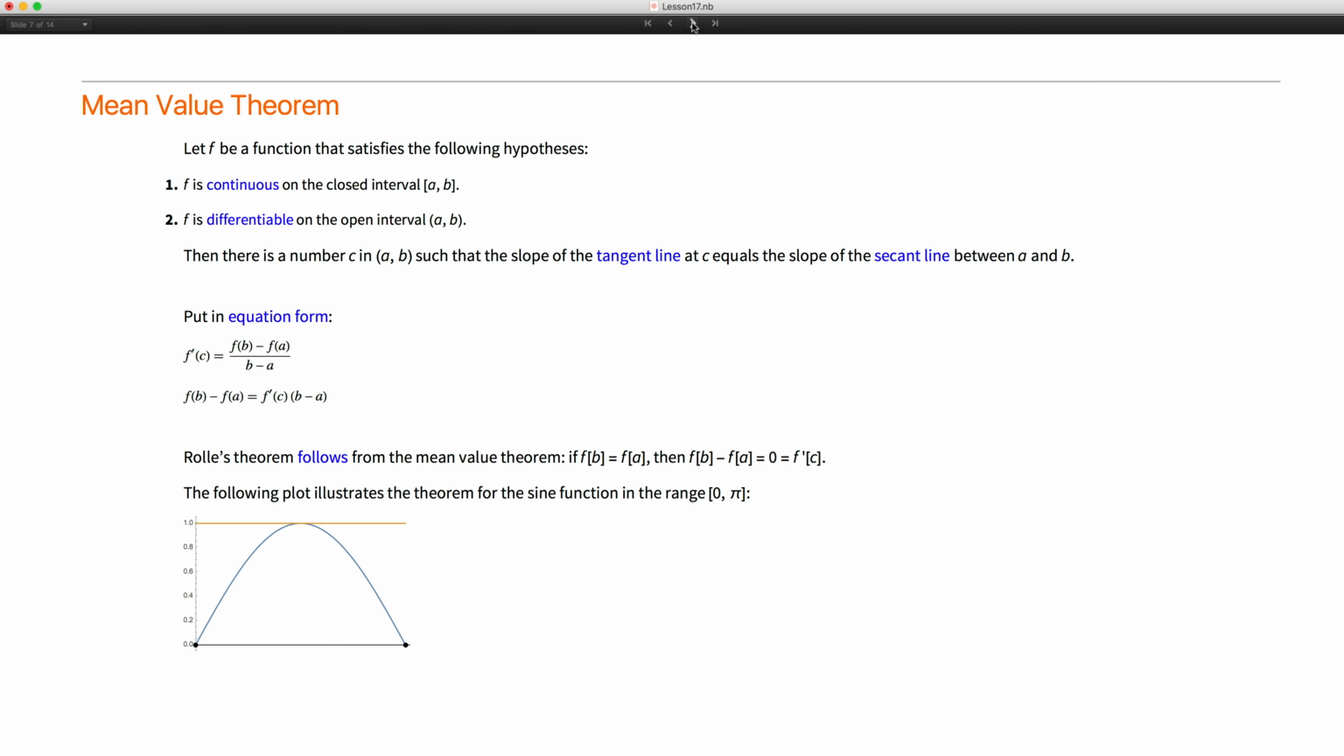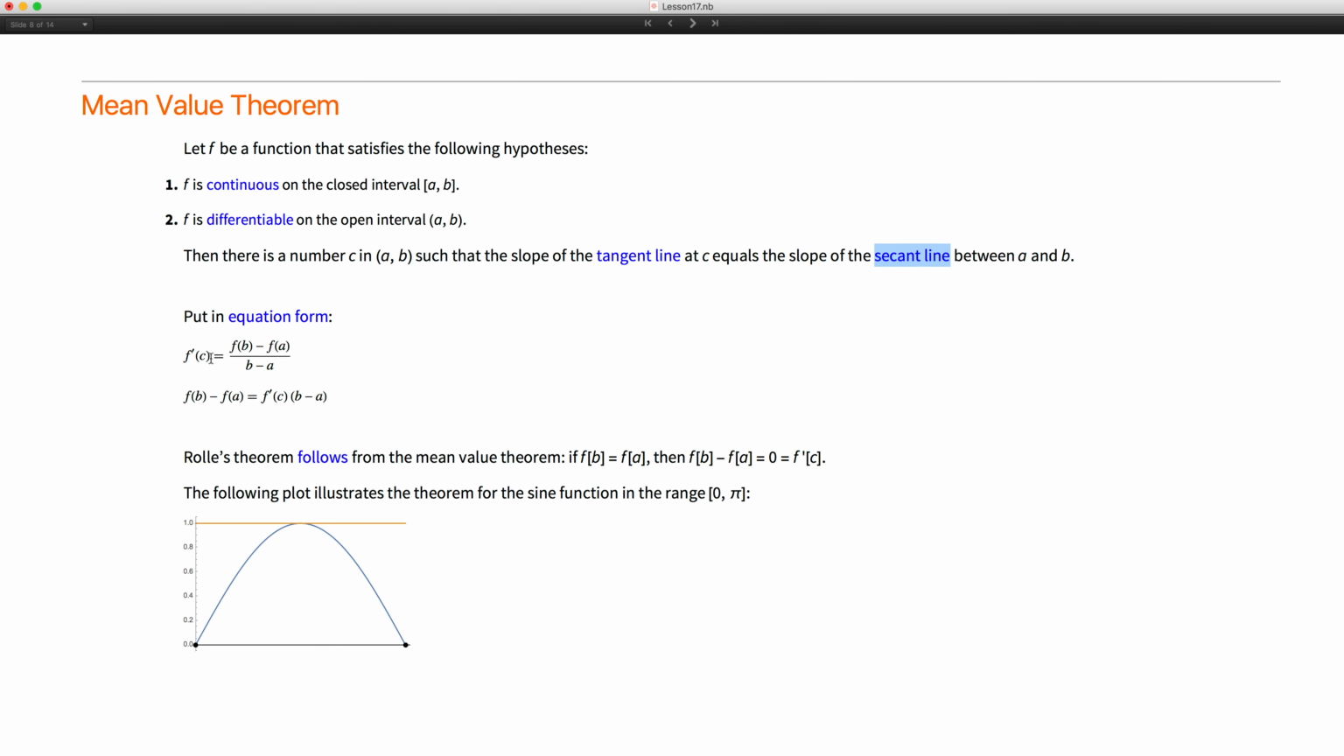So here is a formal statement of the theorem, which says that suppose you have a function f that is continuous on a closed interval, differentiable on the open interval. In that case, there is a number c in the interval at which the slope of the tangent line equals the slope of the secant line joining the endpoints.